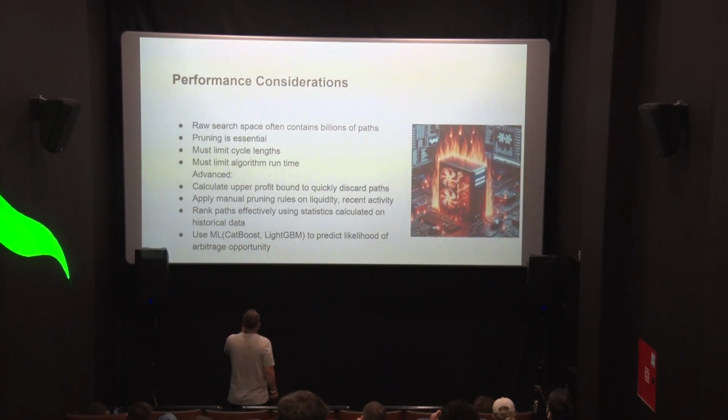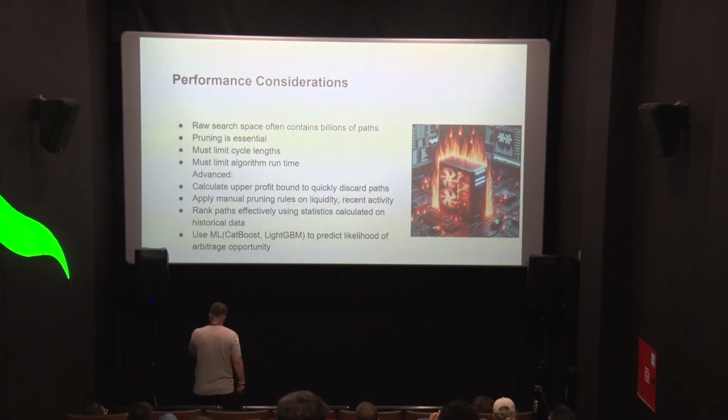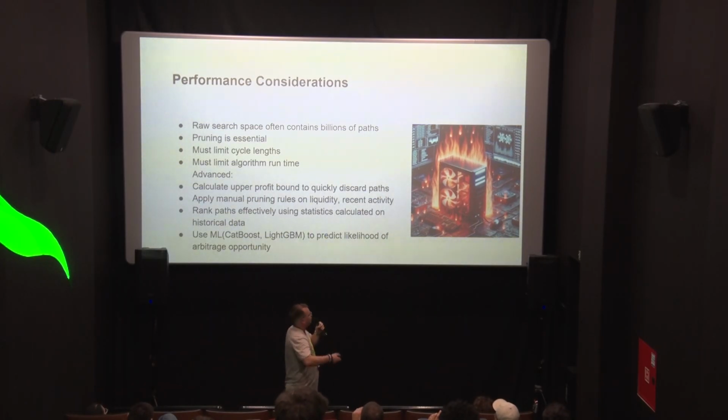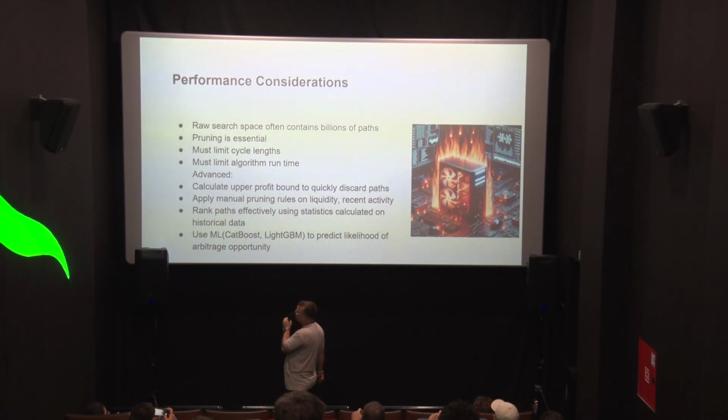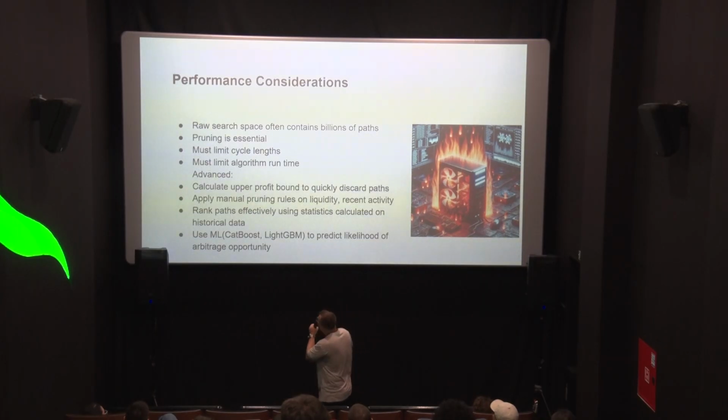Let's first discuss performance considerations, because our search space is enormous. If we try to calculate all the paths for a large blockchain like Binance Smart Chain, you will get around 10 billion paths. And this is a very large number. We need to reduce it somehow.